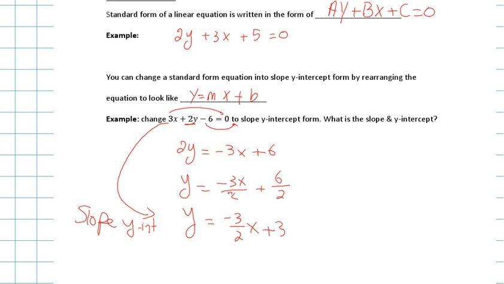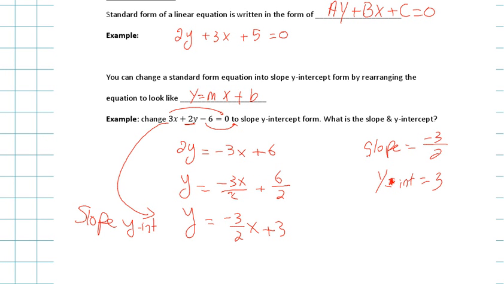Now, can you guys tell me what is the slope here? Negative 3 over 2. Okay, negative 3 over 2. That's your slope. And what's the y-intercept? 3. Are we okay with that?